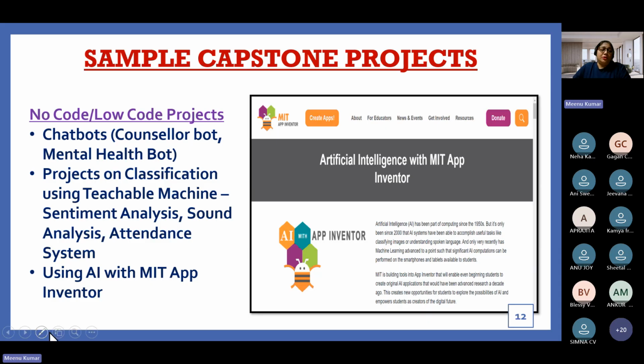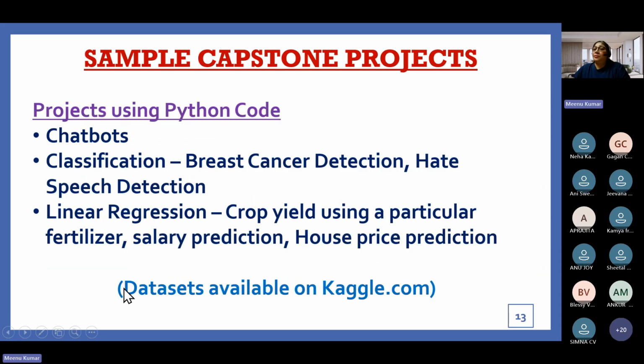Number two, you could also go for Python code. You have chatbots. Chatbots can be made using Google Dialogflow or Botsify also. That is perfectly fine. Okay, classification problems using breast cancer detection or hate speech detection, linear regression problems. All the data sets are available on kaggle.com. You could use these data sets, or you could have students create their own data sets, which again will take a lot of time. So you can explore the data sets available on kaggle.com, have the students use those data sets, and they are quite good.